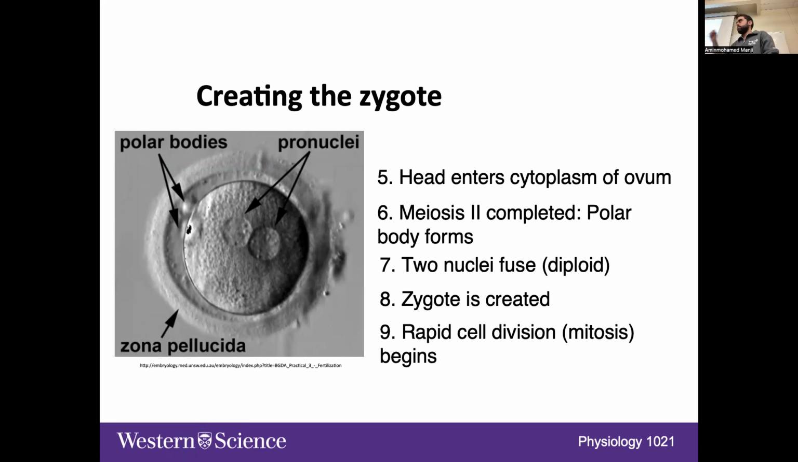Okay, so that was oogenesis, folliculogenesis, and fertilization in a nutshell. Do I have any questions on any of that before we talk about what's happening to the uterus and implantation and all that?